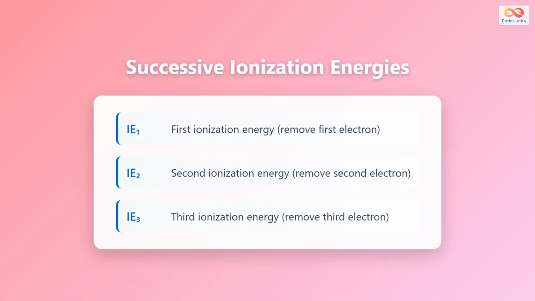We can remove more than one electron from an atom, and each removal requires a different amount of energy. The first ionization energy, or IE1, is the energy needed to remove the first electron. The second ionization energy, IE2, removes the second electron from the already positive ion. The third ionization energy, IE3, removes the third electron. Each successive ionization energy is larger than the previous one because we are removing an electron from an increasingly positive ion.